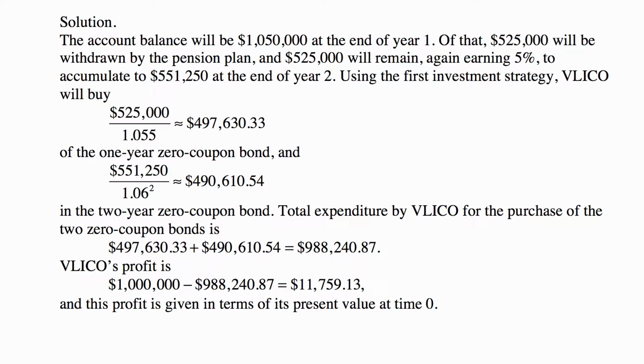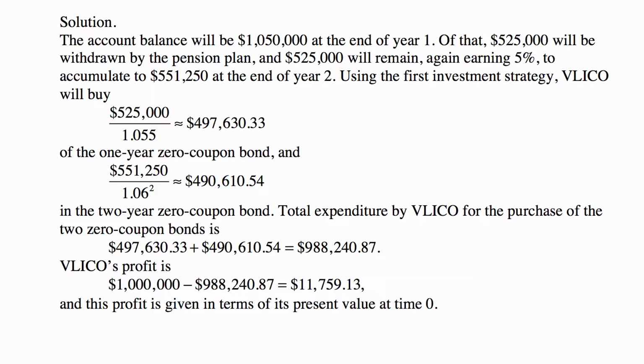So let's look at the solution and think about this. The account balance will be $1,050,000 at the end of year 1. Of that, $525,000 will be withdrawn by the pension plan, and $525,000 will remain, again earning 5%, to accumulate to $551,250 at the end of year 2.